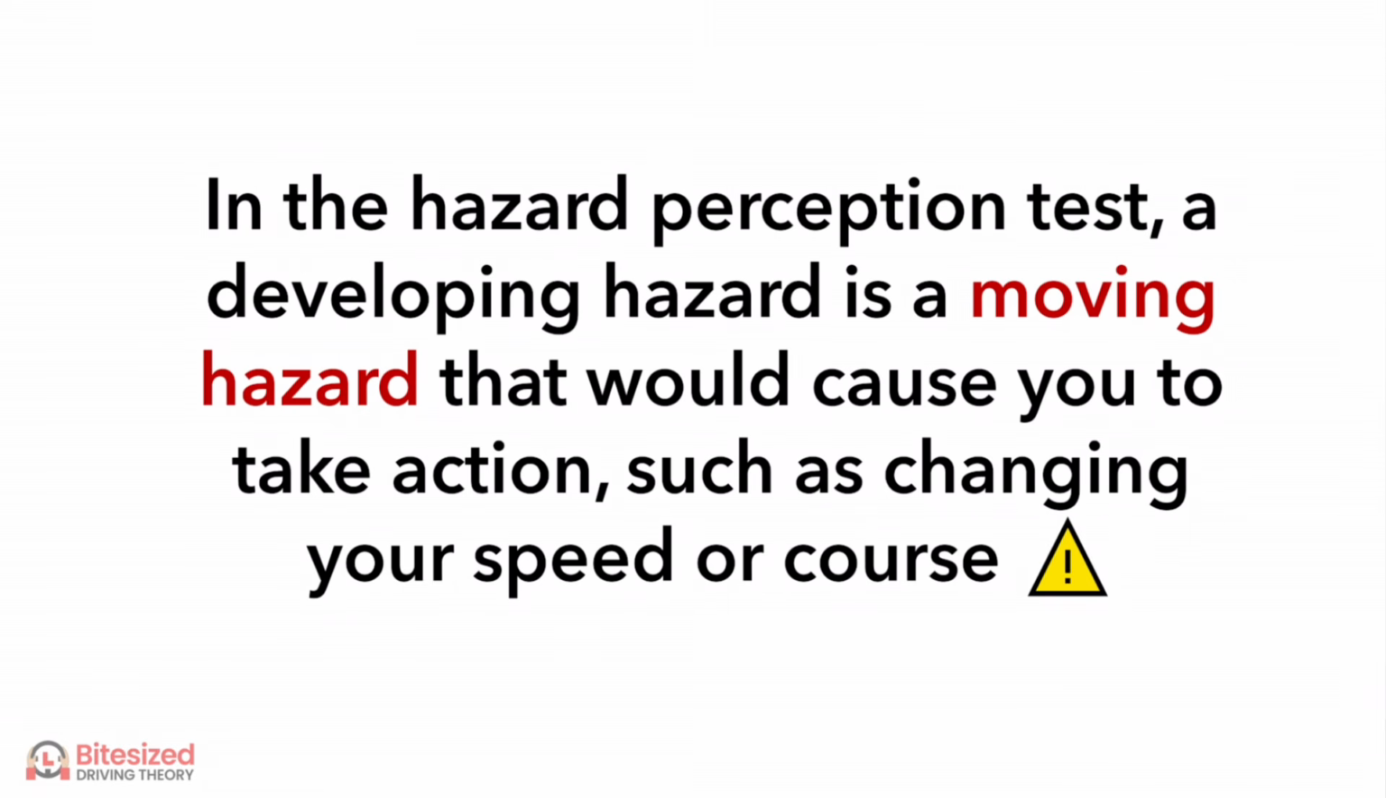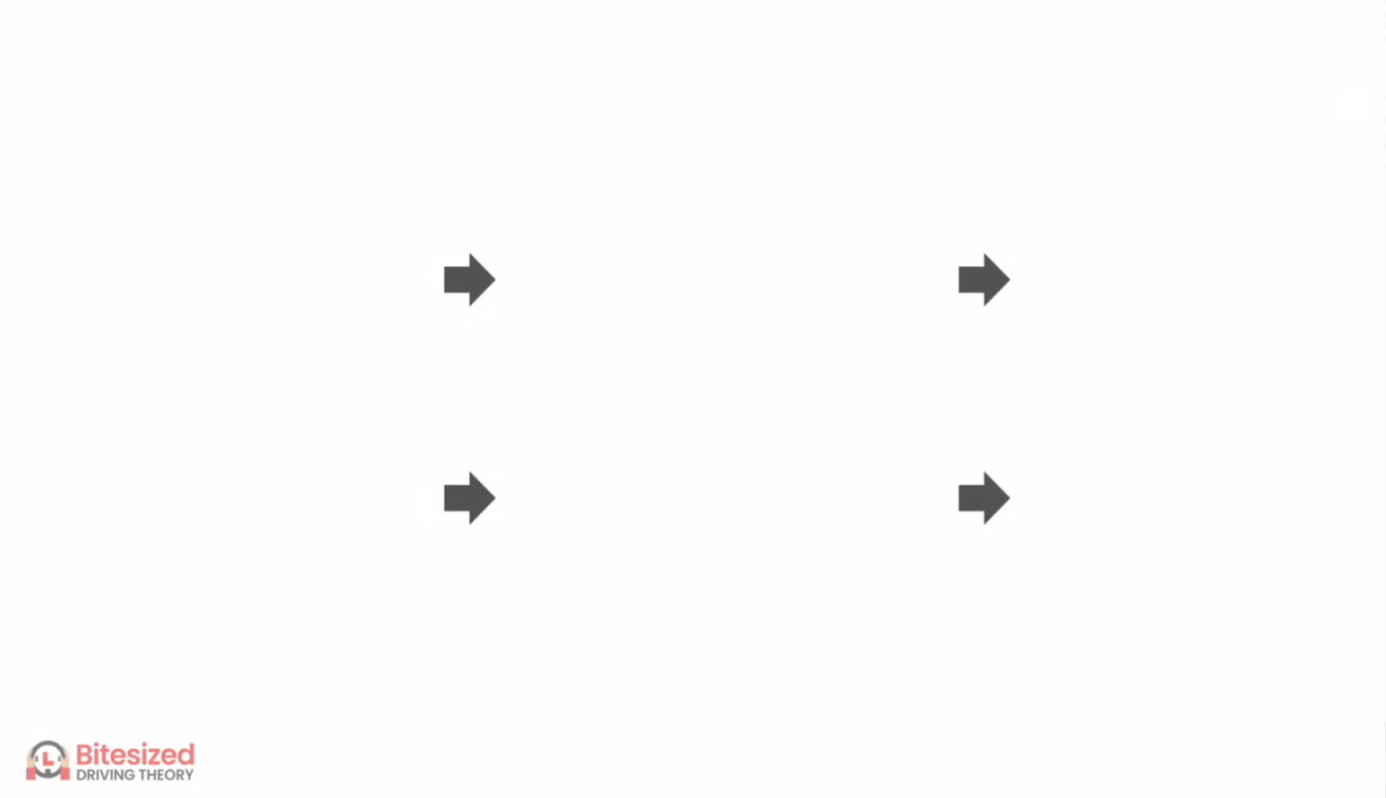Highlighted in red, a developing hazard is a moving hazard. So not the static hazards that we just looked at, it's a moving hazard that would cause you to take action such as changing your speed or course. That's vitally important to remember in the rest of this lesson, and also when practicing for the hazard perception test. You're looking for moving hazards that would cause you to take action, and we'll have a look at an example of that in the next few slides.